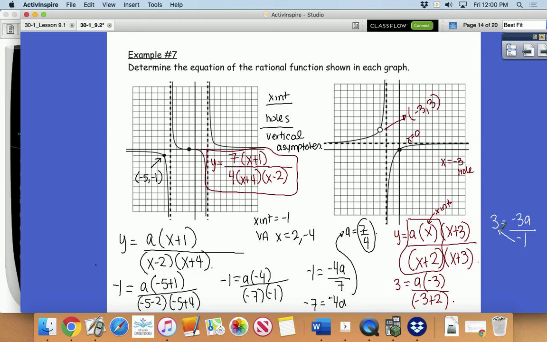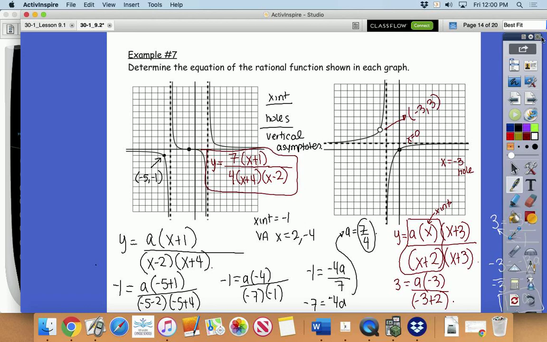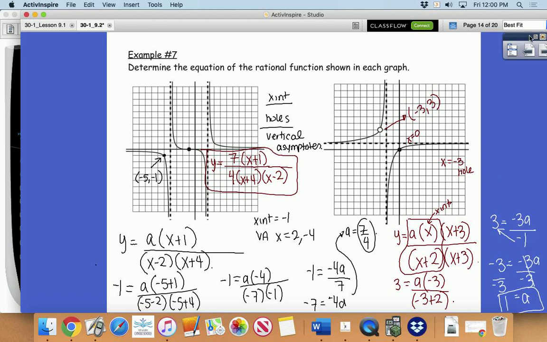Bring that -1 to the other side, that gives me -3 equals -3a. Divide by -3 on both sides, a is equal to +1, which means that there is no vertical stretch. It's just the original graph, which is good. So here, in this case, the function that represents that would be y equals 1, we don't have to write, but we're going to write x bracket x plus 3 over x plus 2, x plus 3, okay?